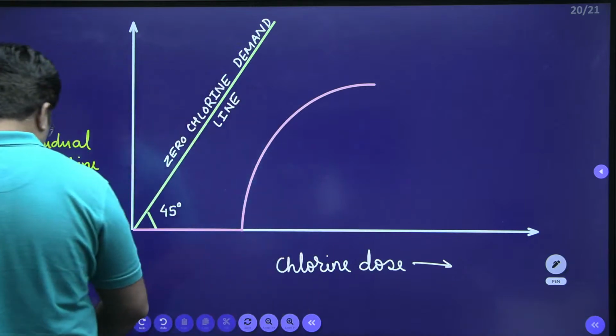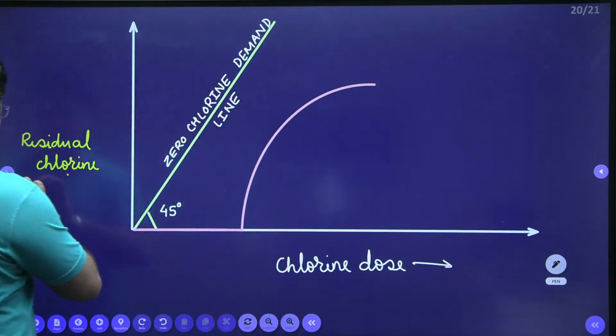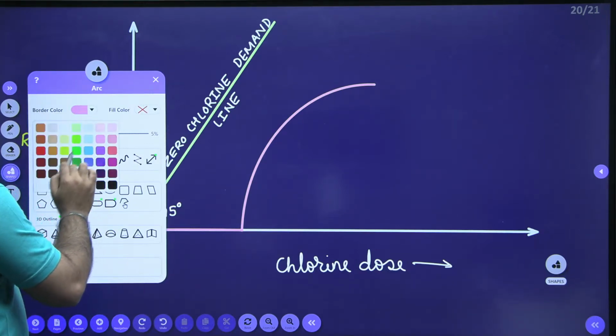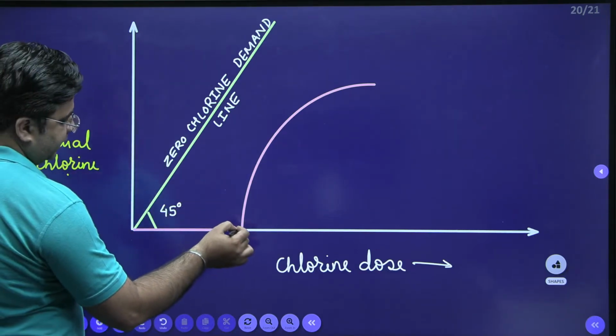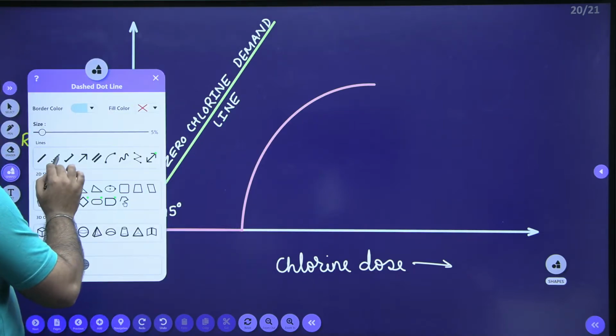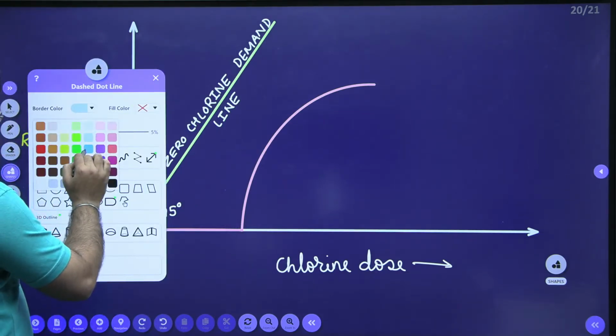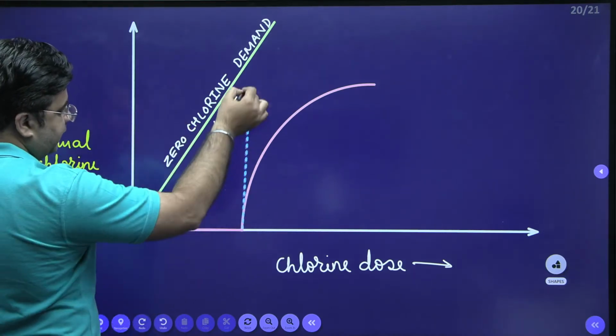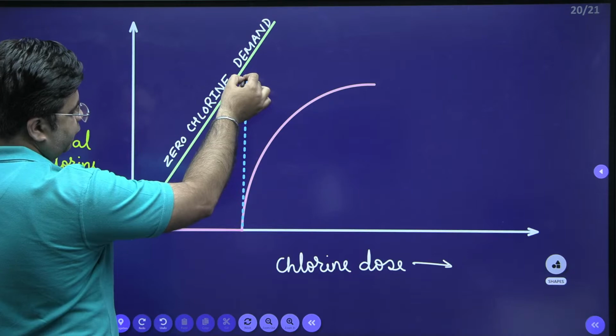So this graph is right now divided into two major areas. The first major area is where the oxidation of inorganic compounds is taking place. This is the first phase of your graph.